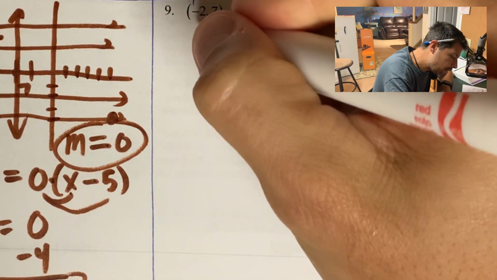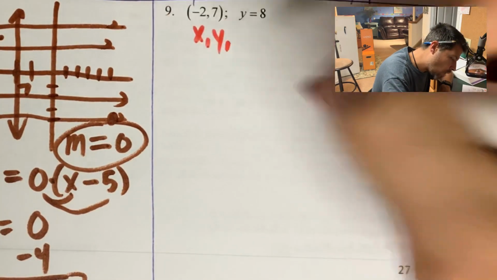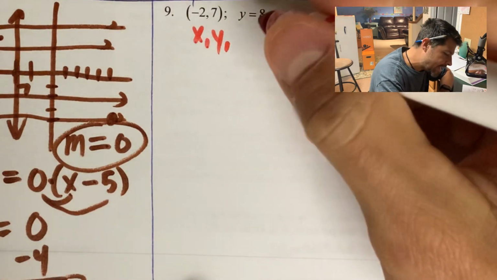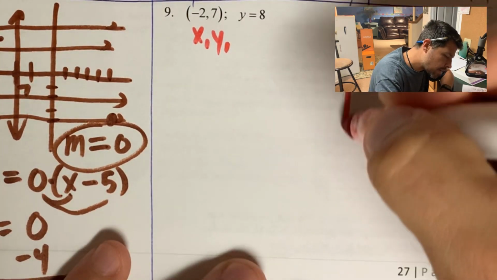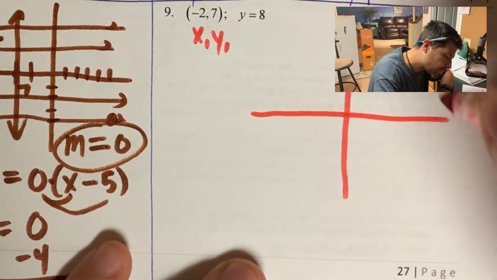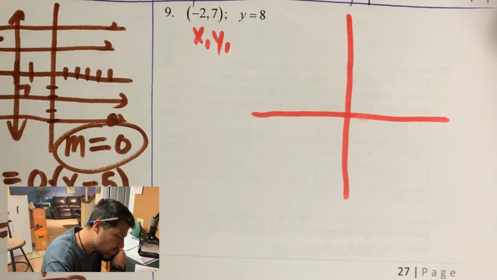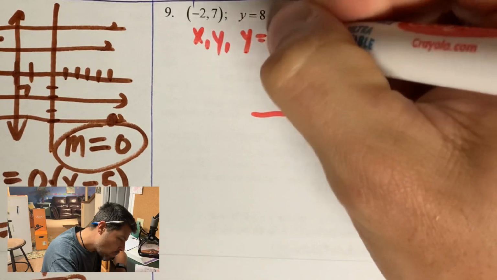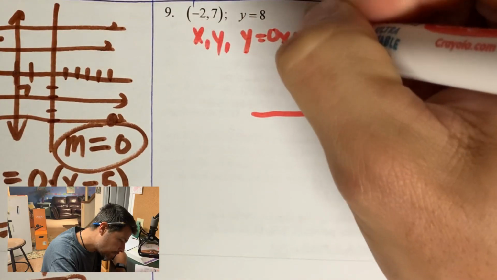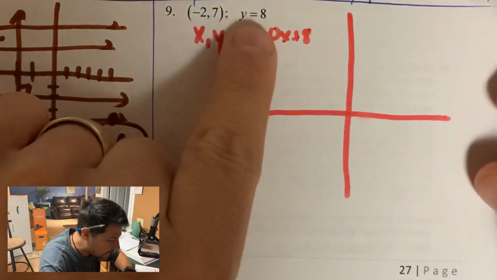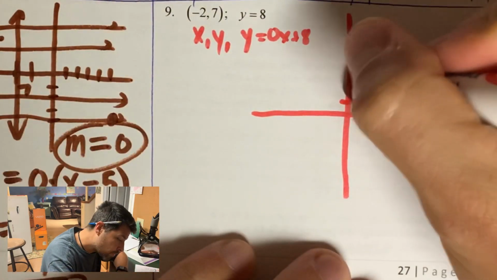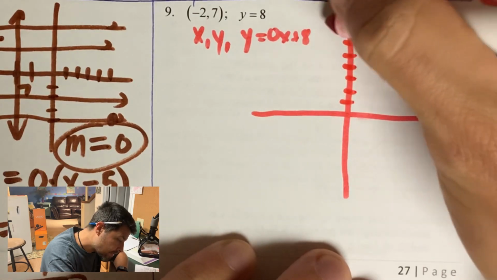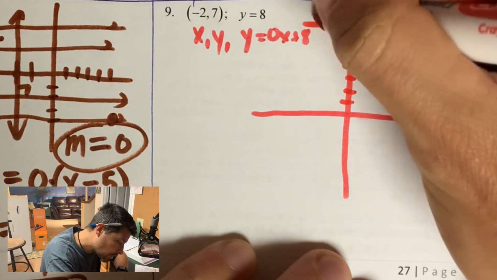And so thinking about number 9, we have a point that's x1, y1. We'll use that. And they gave us y equals 8. Well, we just talked about that a minute ago. If I have a y value of 8, and that's all, there is no slope. I mean, think of this as y equals 0x plus 8. What type of line is this? A line that has a slope of 0 is horizontal, and it's going to be horizontal through 4, 5, 6, 7, 8. So my line is going to look something like this.